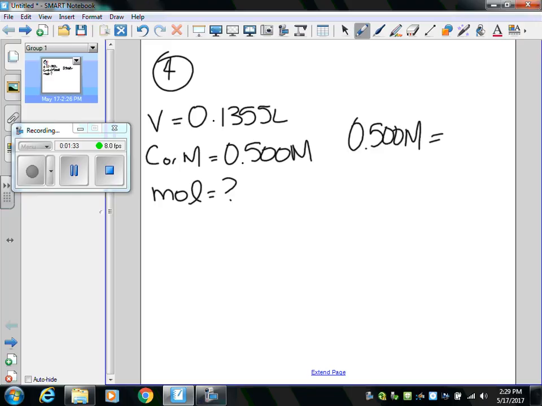So we would look at it: 0.500 molarity equals x, x being the moles, right? Because we don't know what the moles are. And if you think about molarity, what's my actual units instead of the capital M? Moles per liter. So x, so what's going to go on the bottom then? My liters. 0.1255 liters.